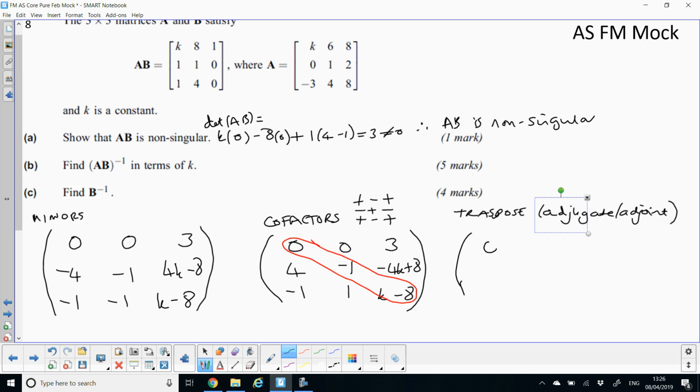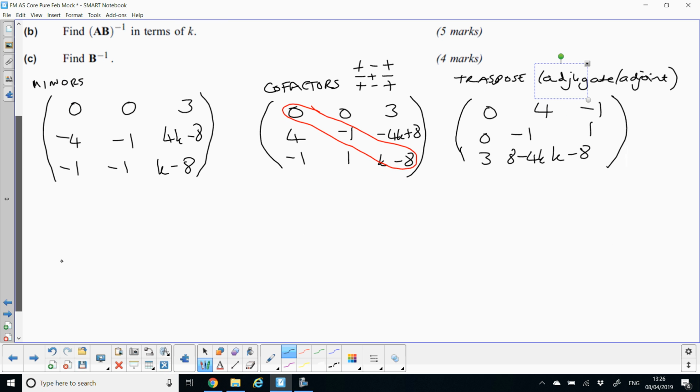So that's going to stay the same. And then the 0 and the 4 are going to swap places. The 3 and the negative 1, and the 1 and 8 minus 4k. So we're just going to transpose everything along that diagonal. And then the final step is you've got to do 1 over the determinant in front of the matrix. We'll multiply everything by 1 over the determinant, and that will give us the inverse.